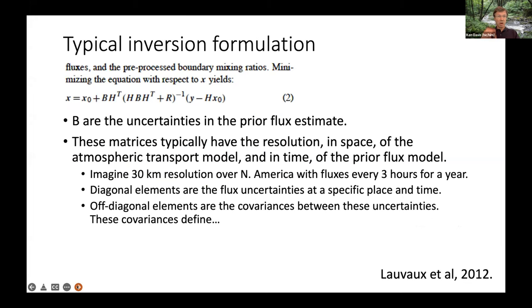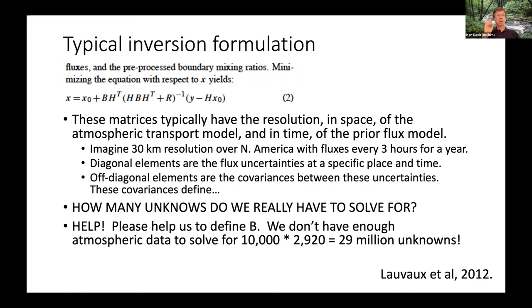So B is the uncertainty in the prior flux estimate. This is a matrix equation. The matrices typically have the resolution in space of the atmospheric transport model, and I think usually in time of the prior flux model. So if we have 30 kilometer resolution over all of North America with fluxes every 3 hours for a year, we need to know the uncertainties, which are the flux uncertainties at any one of those points in time, are the diagonals of B. The off-diagonal elements of B define the covariances between these uncertainties. And basically the question is, how many unknowns do we really have to solve for? That's what we need to know about B.